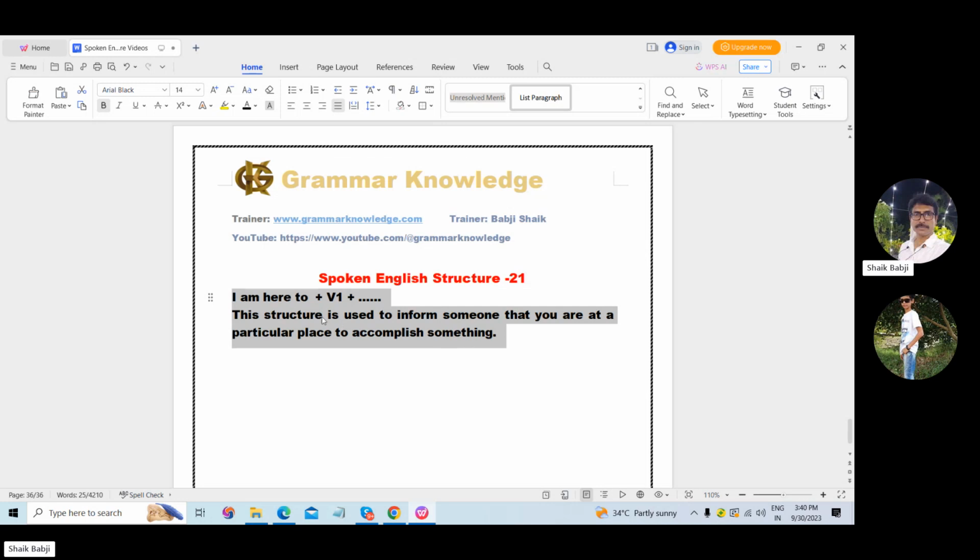So what is the structure? "I am here to" structure. After "I am here to", we have to use V1, the first form of the verb. Now let's see the usage. This structure is used to inform someone. It informs someone that you are at a particular place to accomplish something.